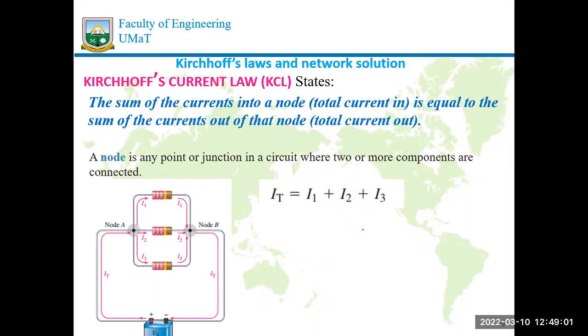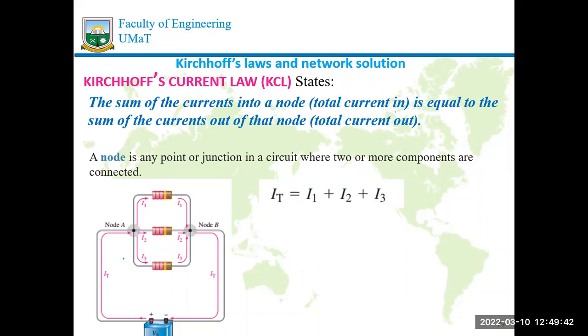Now, whenever we have a node, which comes into being as a result of having branches connected together at the node, a law comes into play. And that law is known as Kirchhoff's current law. So the law states that the sum of currents into a node, or total current flowing into a node, is equal to the sum of currents moving out of the node, or the total current moving out of the node.